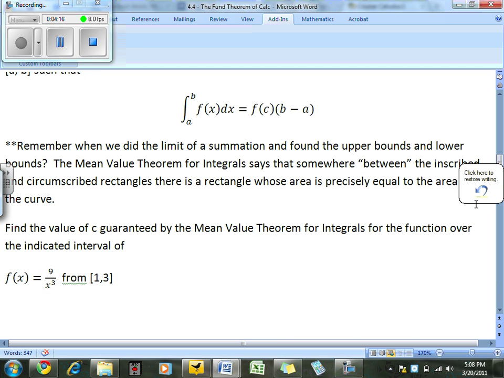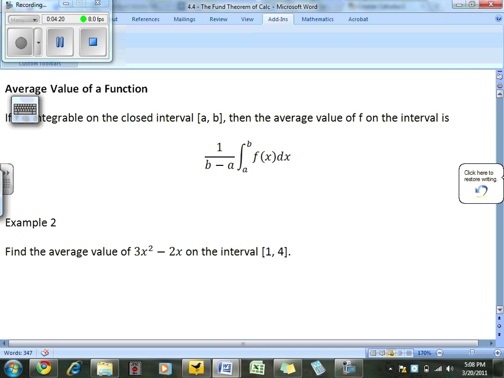Okay. Moving on to the average value of the function. If f is integrable, if we can take the integral of f on the closed interval, we can find the average value of a function. What we're doing is taking 1 all over upper bound minus lower bound, times the integral from a to b of f of x. This one is much easier.